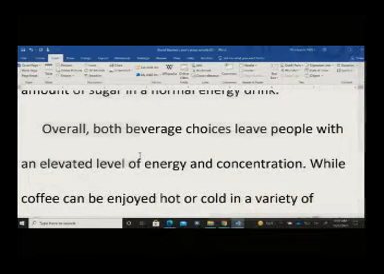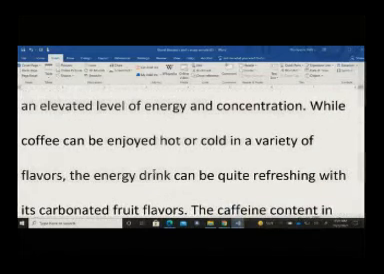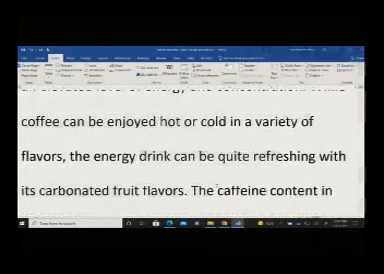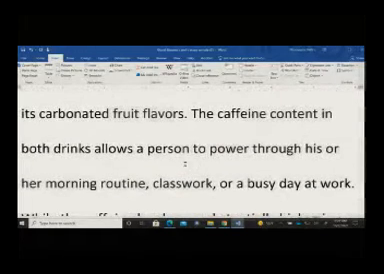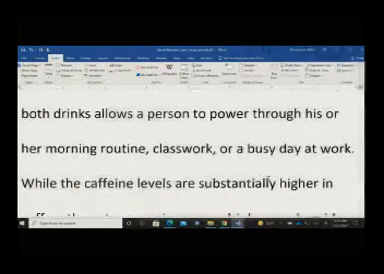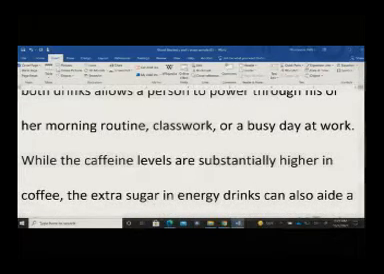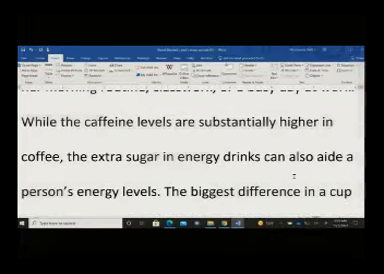Overall, both beverage choices leave people with an elevated level of energy and concentration. There's some nice alliteration in that first sentence. While coffee can be enjoyed hot or cold in a variety of flavors, the energy drink can be quite refreshing with its carbonated fruit flavor. So we have gone back. We are restating the thesis, but we're writing long sentences about it, one criteria at a time. The caffeine content in both drinks allows a person to power through his or her morning routine, classwork, or a busy day at work. Not bad. While the caffeine levels are substantially higher in coffee, the extra sugar in energy drinks can also aid a person's energy levels. That's the wrong aid, by the way. It should be AID, this is a person, AIDE.